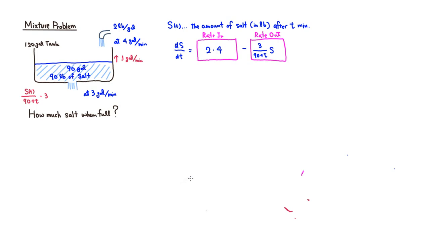If you look at it, this equation is actually a first order linear equation, so we can actually solve this one. Let's clean it up so that we can see it better. I'm going to put this term over to the other side, so I'm going to add 3 over 90 plus t times S. So you're going to get dS over dt plus 3 over 90 plus t times S, which is equal to 2 times 4, which is 8.